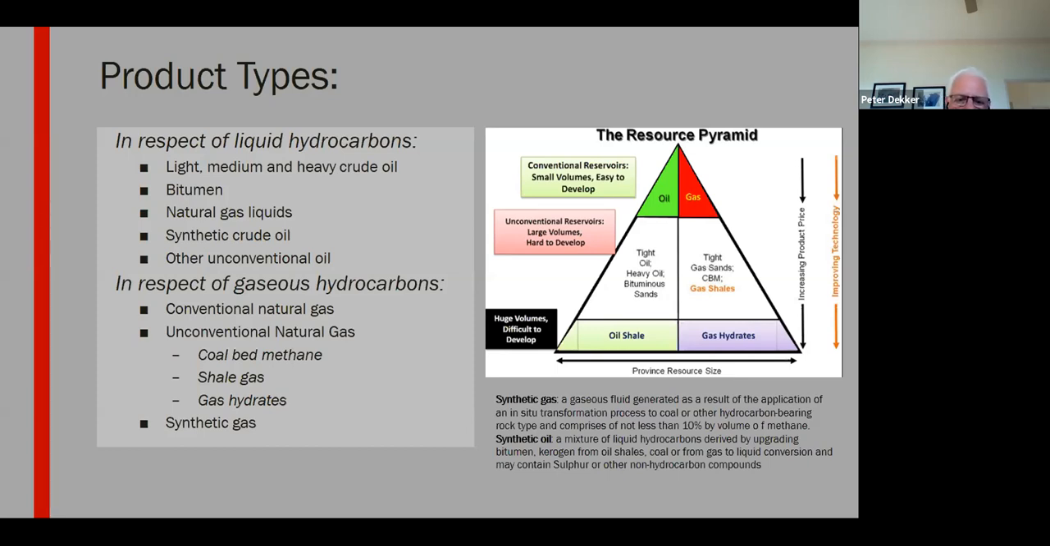In respect of gaseous hydrocarbons, we talk about conventional natural gas, unconventional natural gas, coal bed methane, shale gas, gas hydrates as well, and synthetic gas. Synthetic gas is really the gas generated by processes on coal or other hydrocarbon-bearing layers in situ. So like the gas, how do you call it again? The underground gas burning. The gas released by that is called synthetic gas.